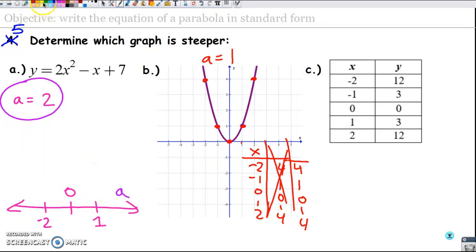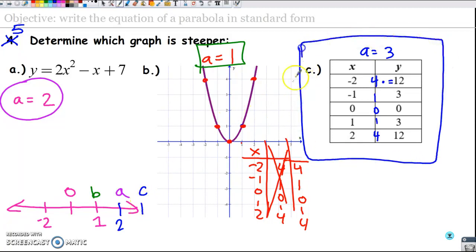So then in letter B, which I'm going to say is this one, letter B was exactly at 1. So far A is winning the battle. Let's check the table. Now typically the table would be 4, 1, 0, 1, 4. What does the a value have to be to get to 12? I had to multiply by 3, so a is 3. So it looks like since option C had the a value of 3, that C is the steepest one again.